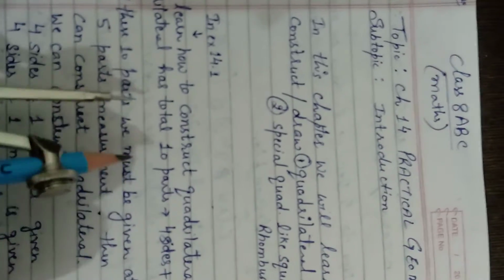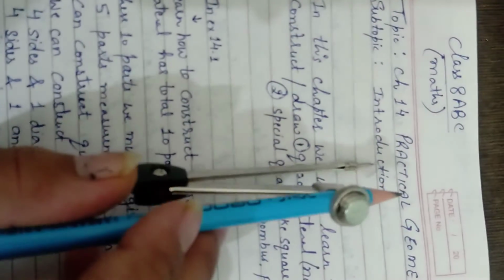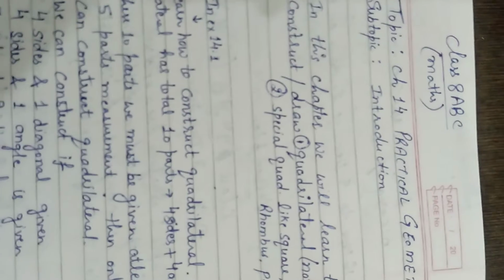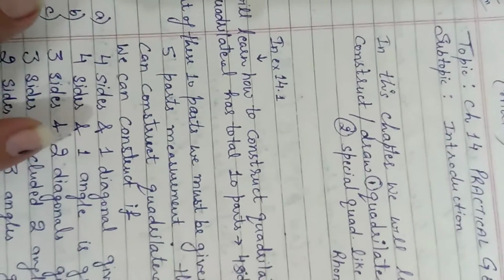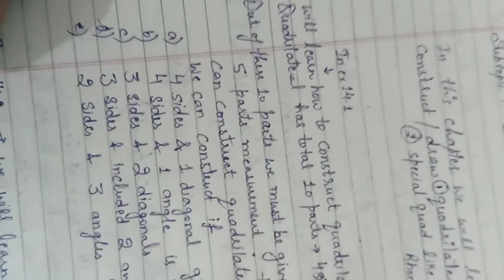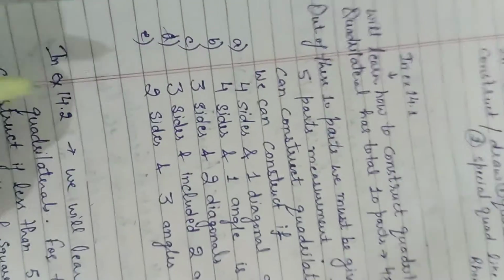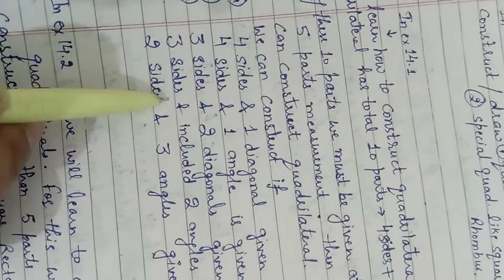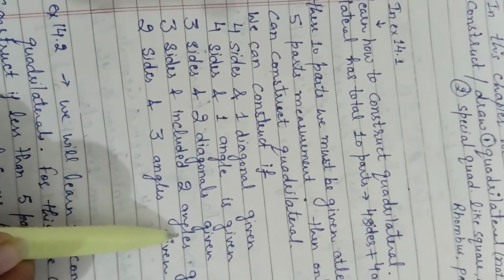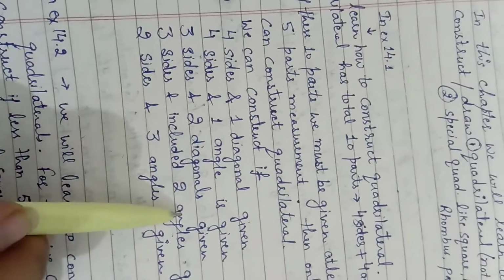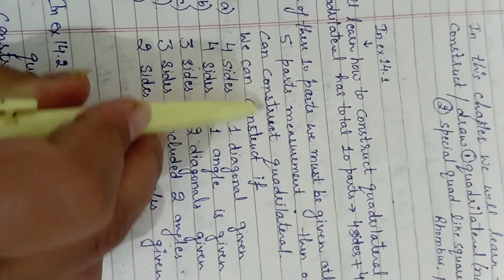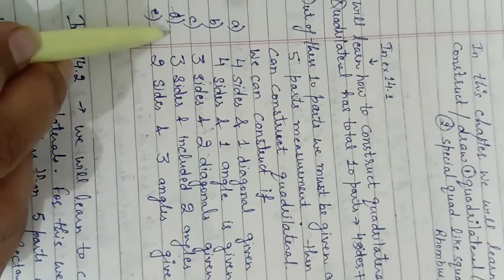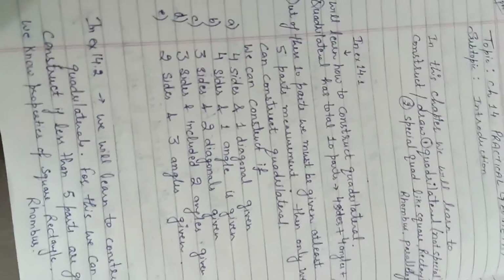Yes, good afternoon students. Today again we'll continue chapter 14, practical geometry. So today we'll do the next question of exercise 14.1, which is based on this part D. Question number 4, in which you will be given three sides and two included angles. So when you are given these five things, you have to construct a quadrilateral. So come on, question number 4 of exercise 14.1.